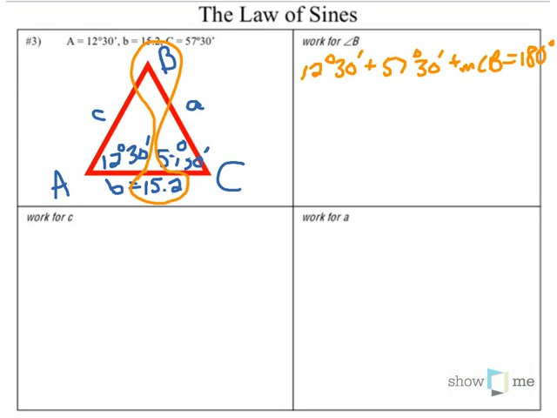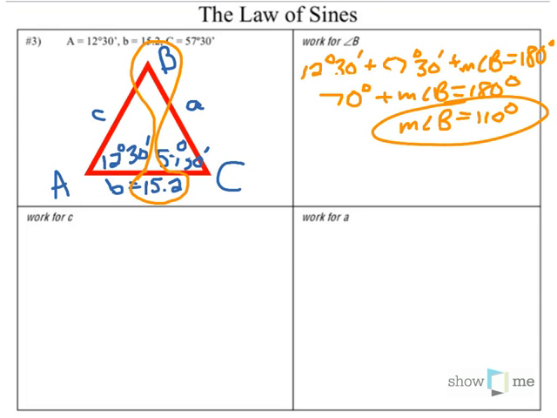If you add these angles together, 12 and 57 would be 69. 30 and 30 is 60. 60 minutes is actually another full degree. So this is actually 70, not 69. So 70 degrees plus the measure of angle B equals 180, which means the measure of angle B is 110 degrees. Put that into our picture.